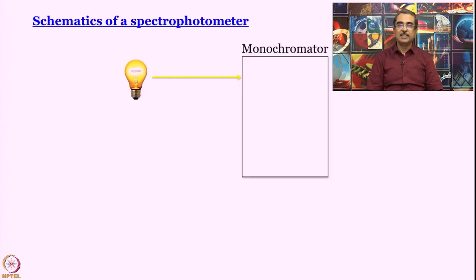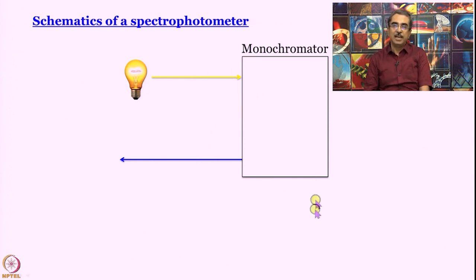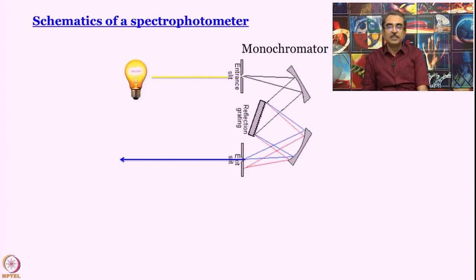Now, this light is made to go through a monochromator. What is a monochromator? Chroma means color, mono means one. So, a monochromator essentially means something that produces one color. How it does it, we will come to that also. But for now, let us just see what happens after the monochromator. So, white light goes in, and some colored light comes out depending on what your monochromator settings are. Let us discuss what is there inside a monochromator.